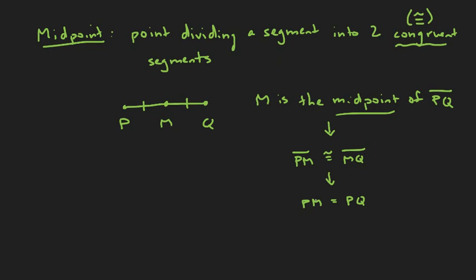All right. Now, there's a couple of things to keep in mind. I'll put a little star here. Because M is the midpoint, that means that each of those smaller segments is half of the bigger segment. So that means that the length of PM will be half the length of PQ, and the length of MQ will be half the length of PQ. So keep that in mind.